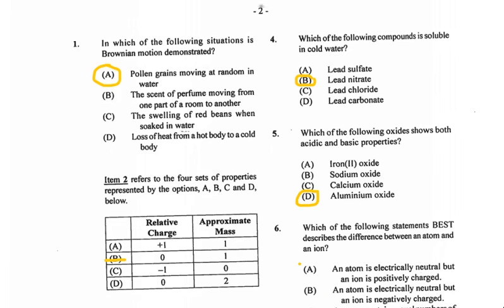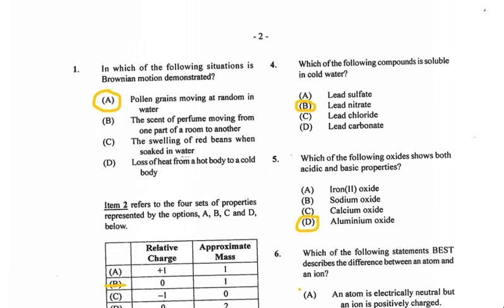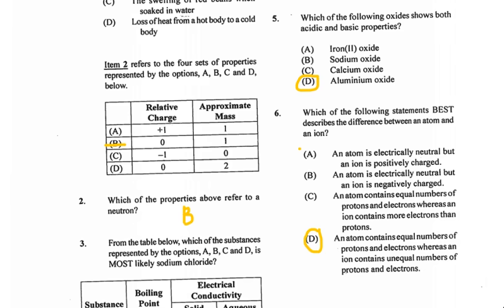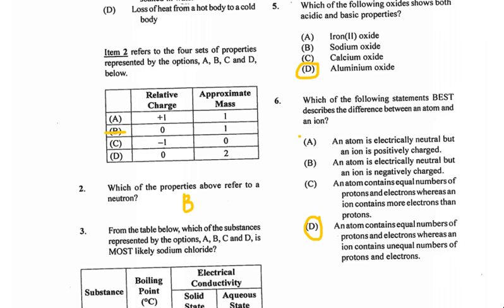All right, number 1 says, in which of the following situations is Brownian motion demonstrated? And the answer is A, guys, pollen grains moving at random in water. Number 2 says, which of the properties above refers to the neutron? So guys, the answer is B.